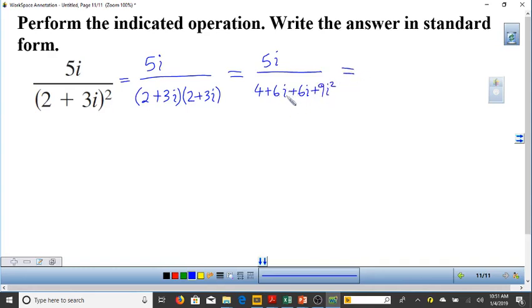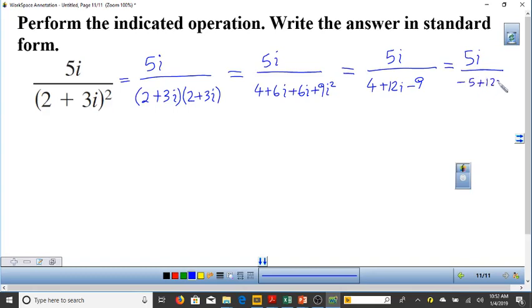Be careful that you don't cancel. Those are like terms with the same sign, so we do not cancel those 6i's. We add them together. We get 4 plus 12i minus 9. So we end up with 5i over negative 5 plus 12i.